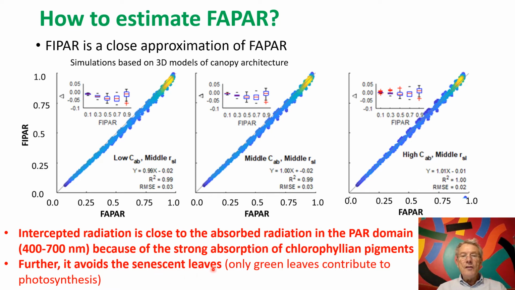And this technique, measuring the fraction of intercepted radiation from the top of the canopy, looking downwards, allows us to avoid accounting for the senescent leaves. So we take just the green leaves into account, and the green leaves, as I said previously, contribute mostly to the photosynthesis.